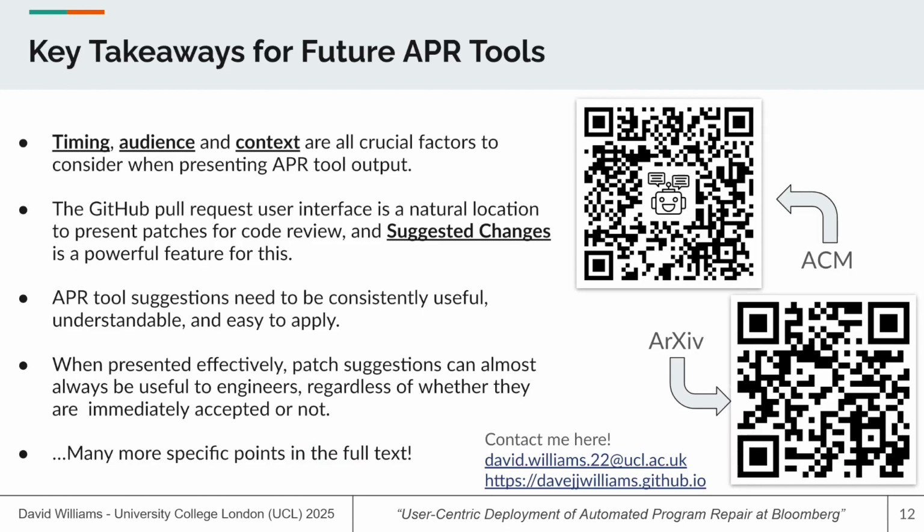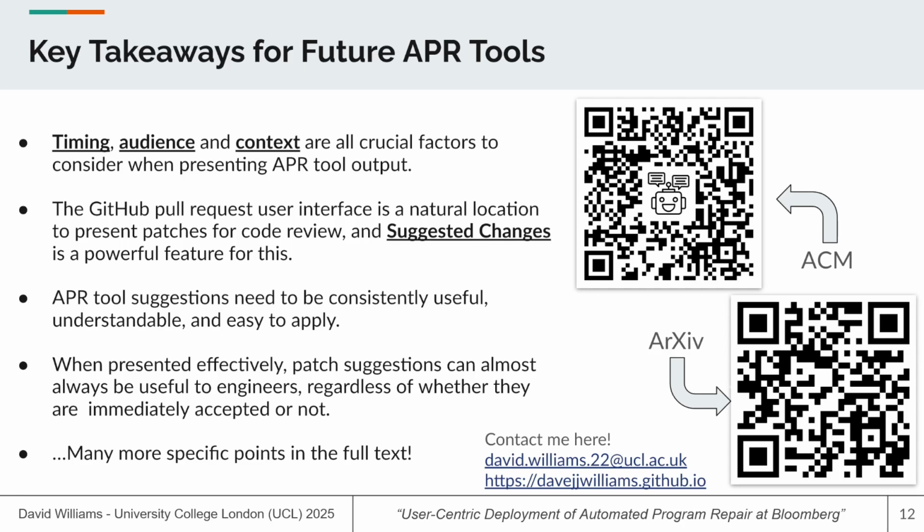So, to summarize our findings, we identified timing, audience, and context as the 3 most important factors to consider when thinking about how to present APR tool output to users. We also learned from our first study that tools should try to be consistently useful, and the low number of patches engineers are willing to review suggests that minimizing false positives is a top priority when developing new APR techniques. Finally, we found that when they are presented effectively, patch suggestions can almost always be useful to engineers, regardless of whether they directly accept the patch or not.